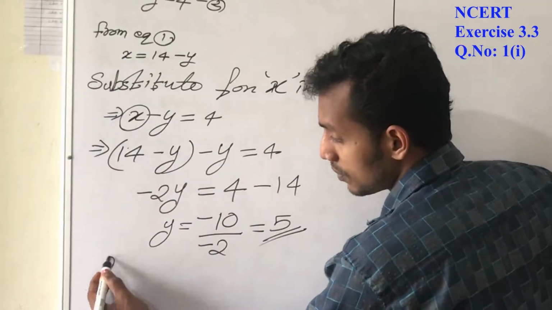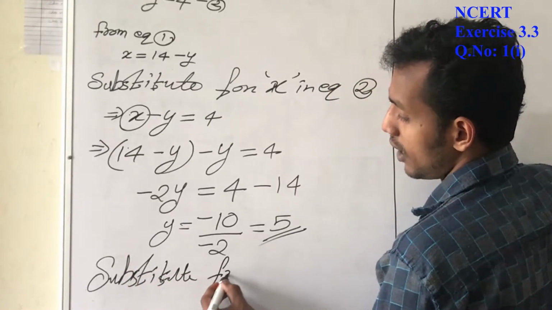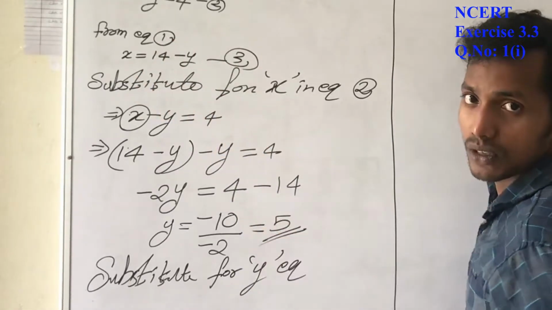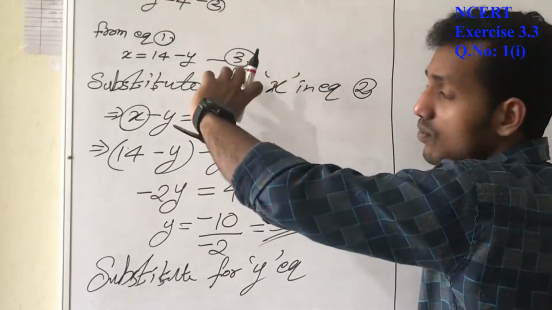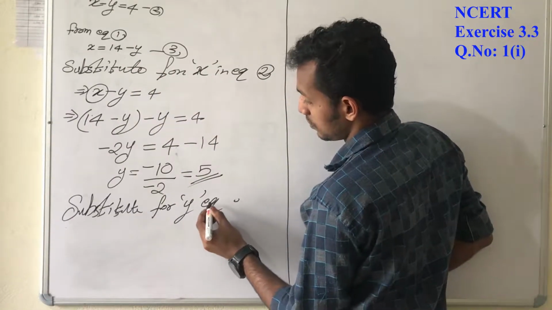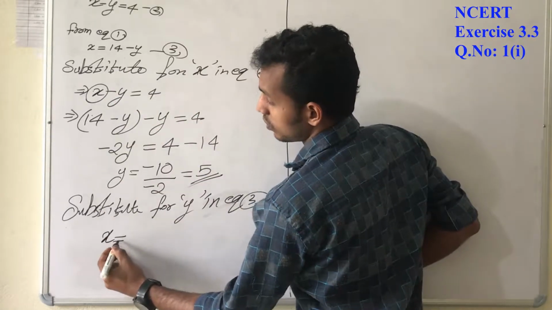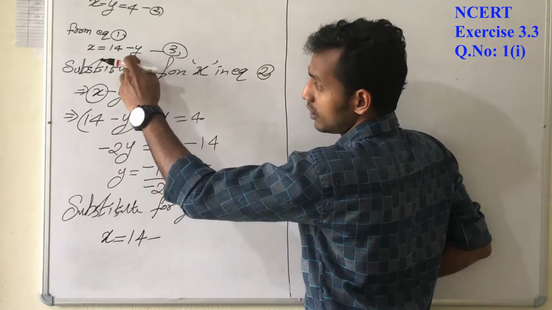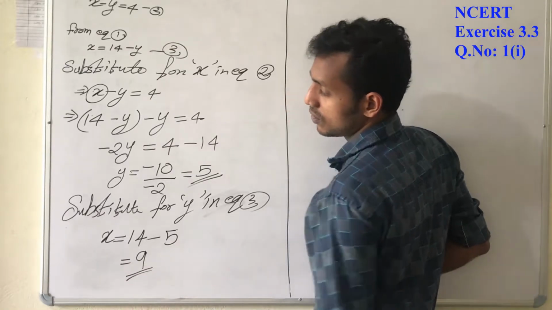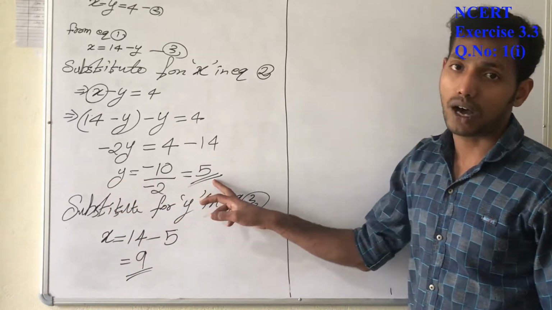Then again substitute for y in equation 3. This is the new equation which we formed. You can substitute directly here also, but it is very simple to substitute in this equation. So in equation 3, we get x equal to 14 minus y. What is y here? 5. So 14 minus 5, which is equal to 9. So the solution of this pair of equations is x equal to 9 and y equal to 5.